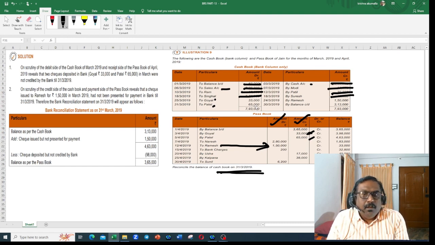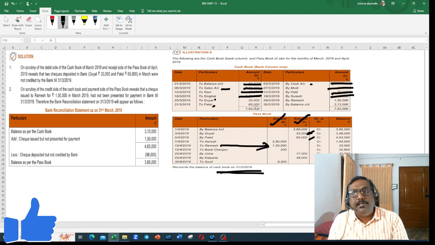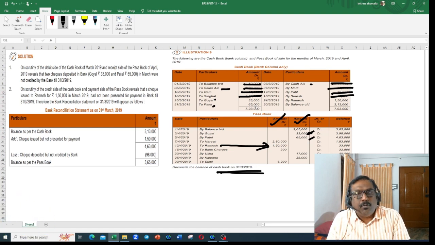Then 6,200 Sunil. Did they mention that this check of Sunil for 6,200 has been issued in the month of March? No, they did not mention. Then what is my assumption? This 6,200 check issued to Sunil maybe in the month of April. So no need to compare them back to the cash book.